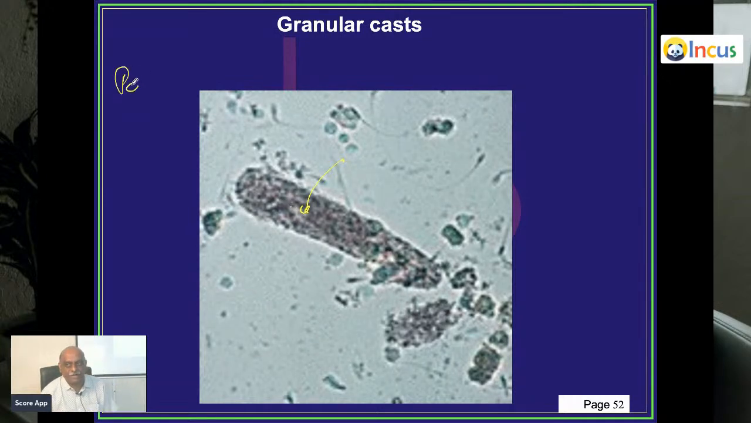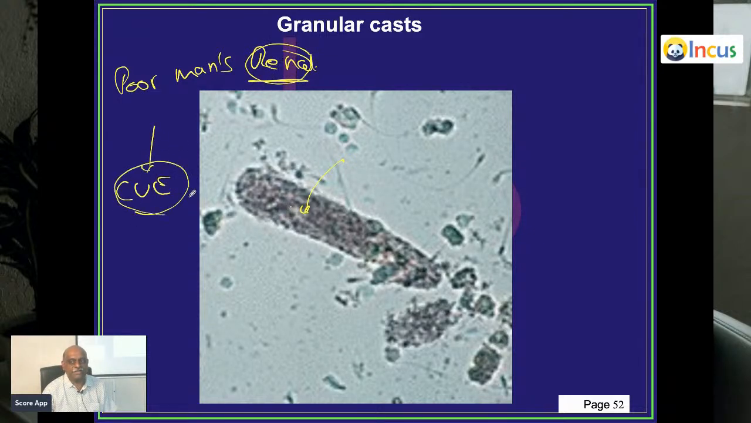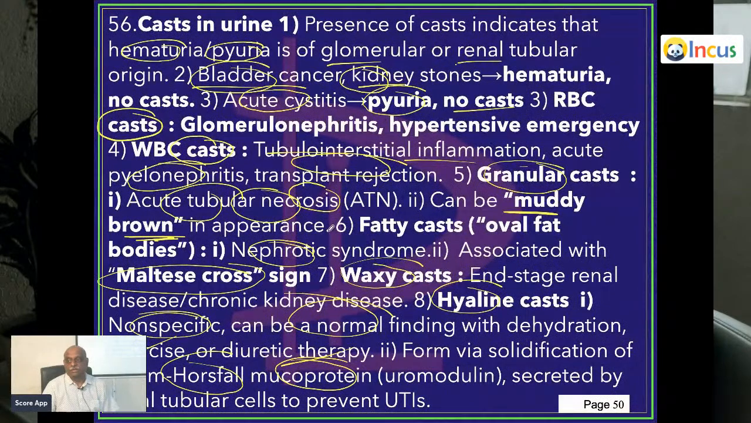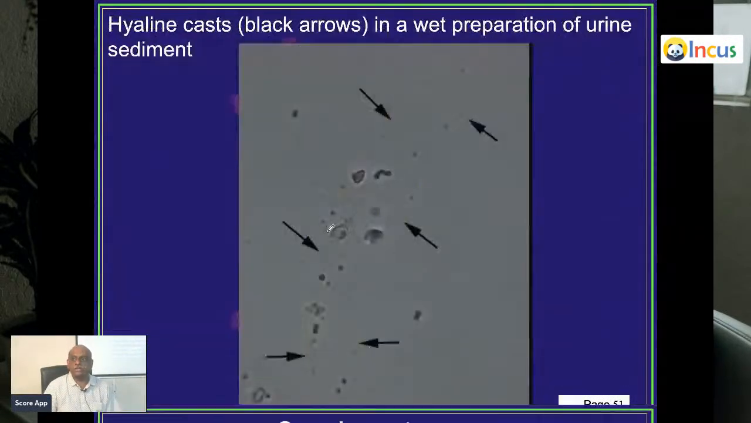What is poor man's renal biopsy, doctor? Poor man cannot afford a renal biopsy. Complete urine examination is called poor man's renal biopsy. A lot of times, you will throw the urine sample report away. Don't do that. There's a lot of secrets in the CUE, complete urine examination, is what you need to remember. So what you are seeing here are basically granular casts, which are the finding that you see in case of acute tubular necrosis, is what you need to remember.